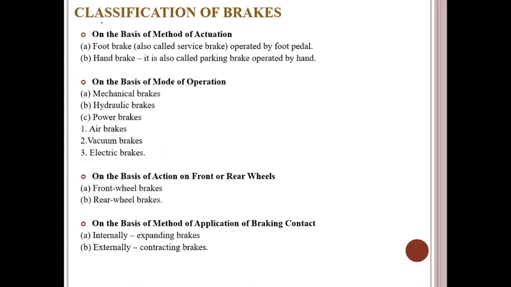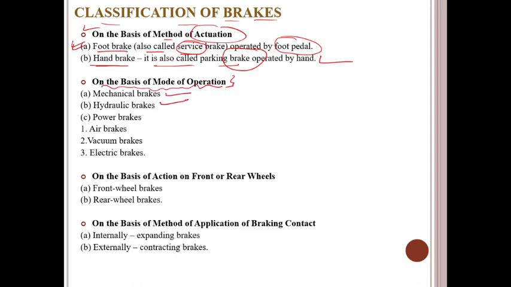Now another point: what is the classification of the brakes? On the basis of method of actuation, the brakes are classified as foot brake and hand brake. The foot brake, also called the service brake, is operated by a foot pedal. The hand brake, also called the parking brake, is operated by hand. On the basis of mode of operation, what are the types? One is the mechanical brake, second is the hydraulic brake, third is power brakes, air brakes, vacuum brakes and electric brakes. So these are the classifications of the braking systems.